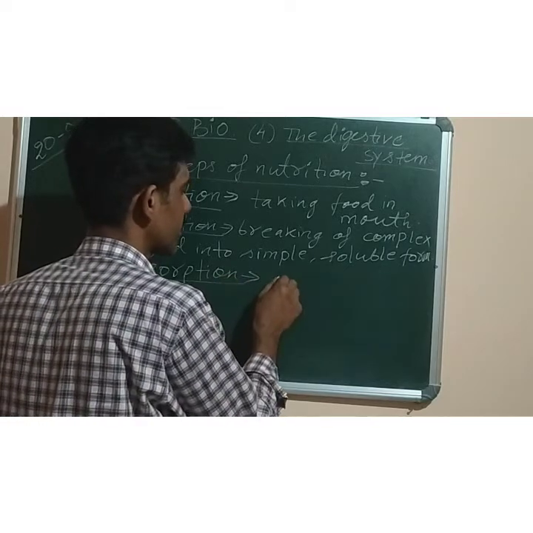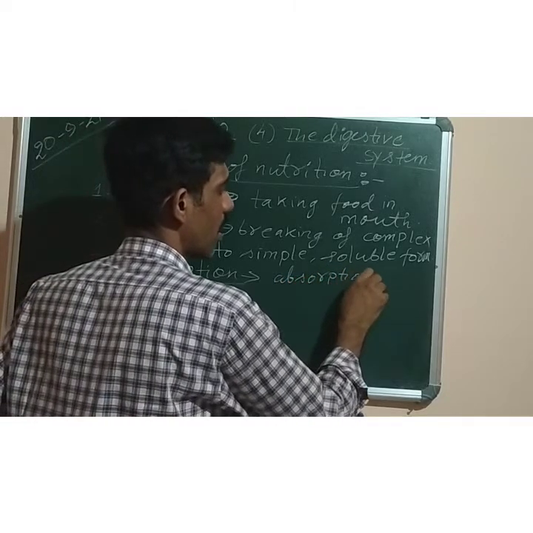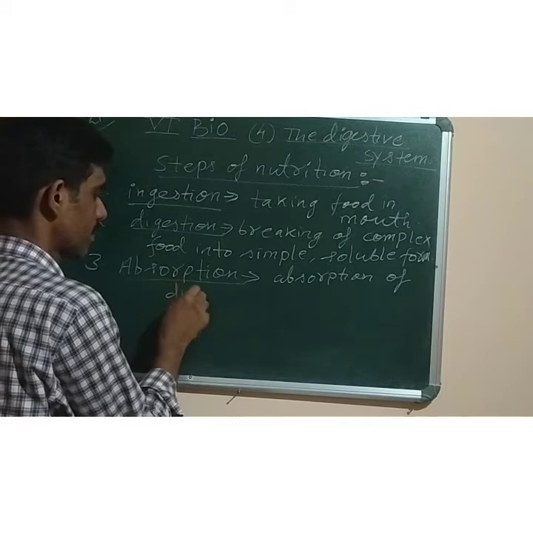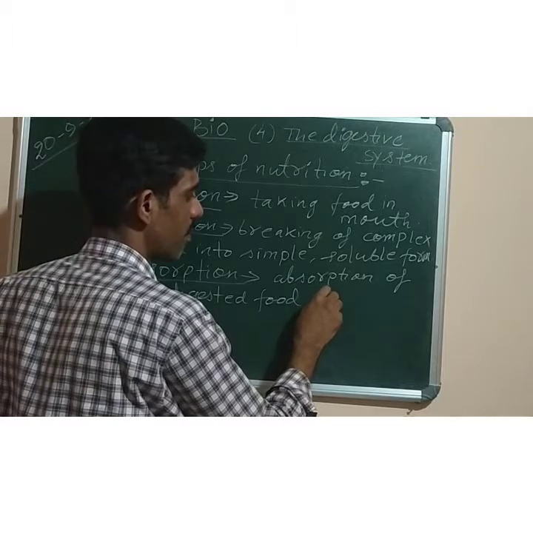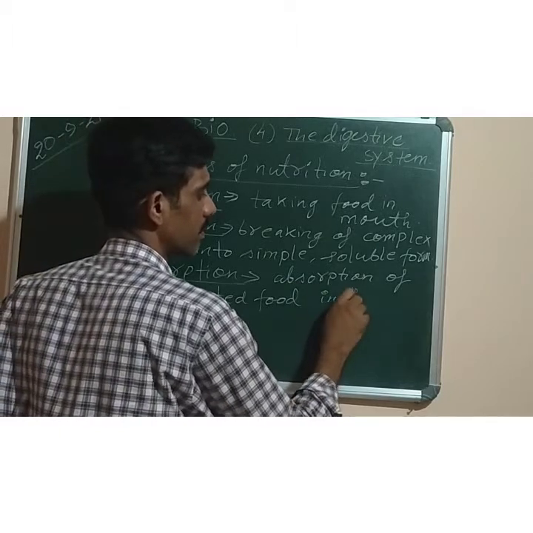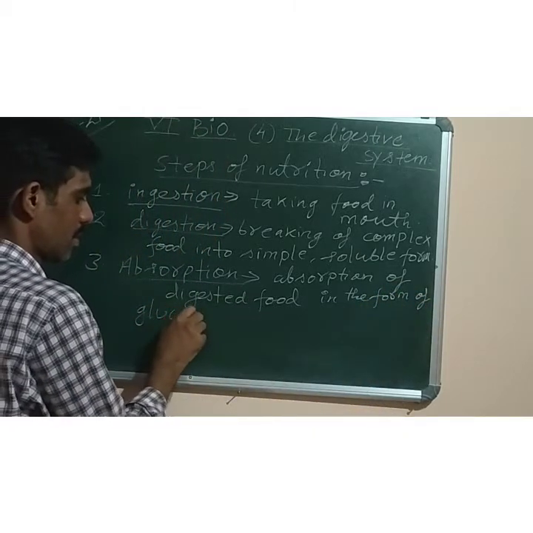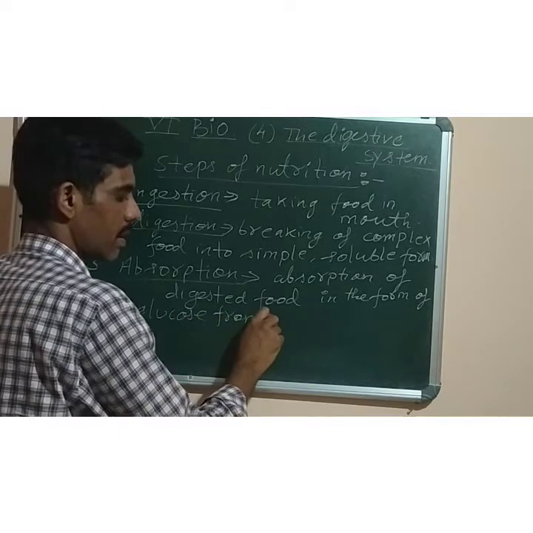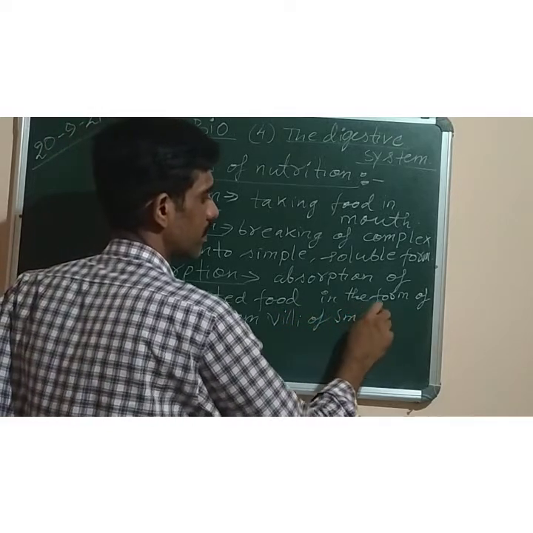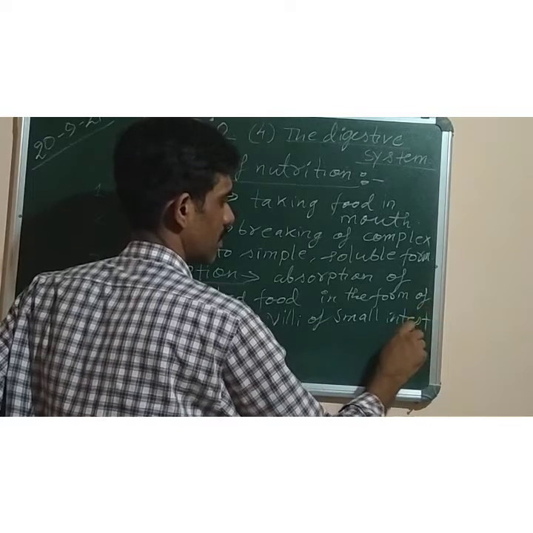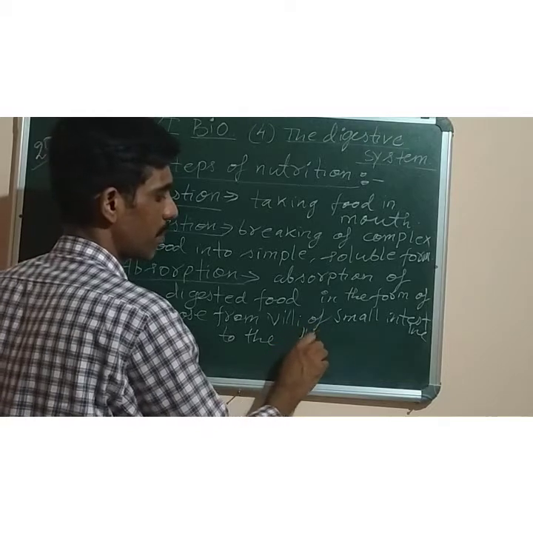So what is absorption? Absorption is the process of absorption of digested food in the form of glucose from the villi of the small intestine, or through the villi of the small intestine, to the bloodstream. It means the digested food is absorbed into the blood.